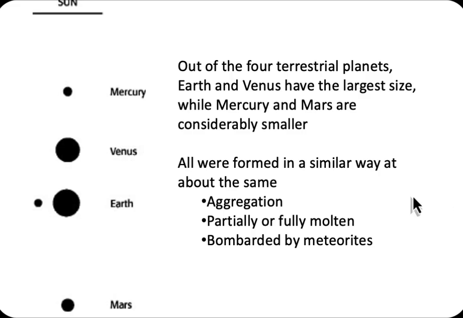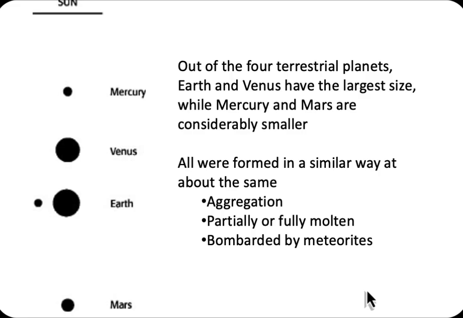They have been partially or fully molten at different parts of their geologic history, and they were heavily bombarded by asteroids. So today, we don't see as much of this bombardment by meteorites as we did in the past because the debris that used to be roaming the solar system has kind of fallen into place. But early on in the solar system's history, bombardment of planets by asteroids was very, very common.